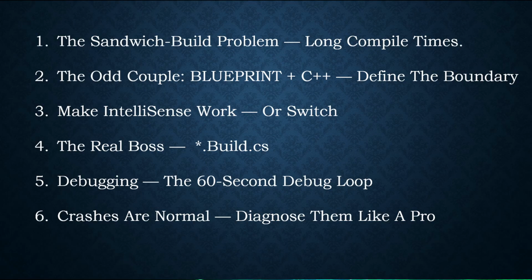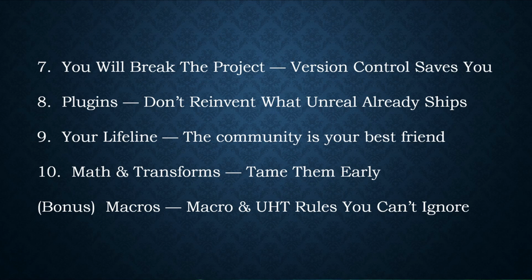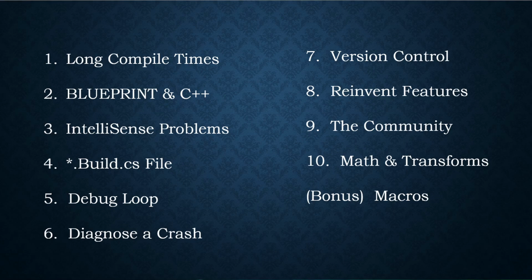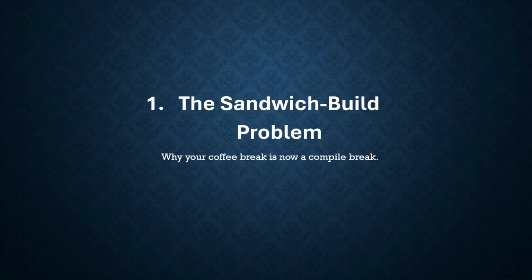Most of these tips deal with debugging, which is at least 80% of my time using Unreal Engine. But number 5 is a 60-second debug loop, which I hope will help you all reduce that time. We have 10 tips here I'll go through, and just hope these tips are helpful. So let's get started. Okay, tip 1.